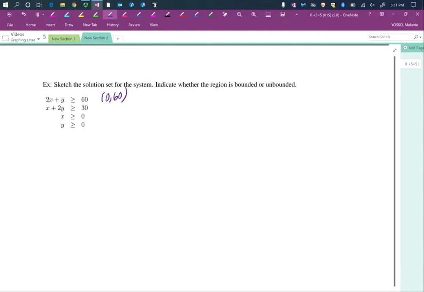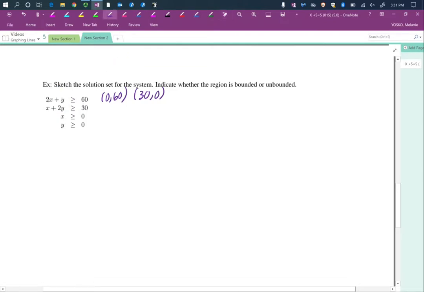We're going to say what happens if y is 0. So if y is 0, this term is missing. Again, we're going to pretend this is an equal sign. So we have 2x equals 60. So x is 30 if y is 0. So we have 30, 0. Do you understand how to find those two intercepts? Hopefully so, because we're about to do it again.